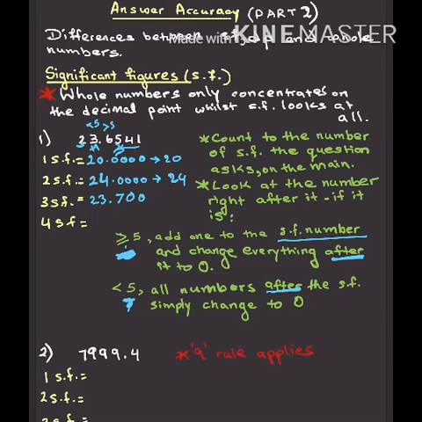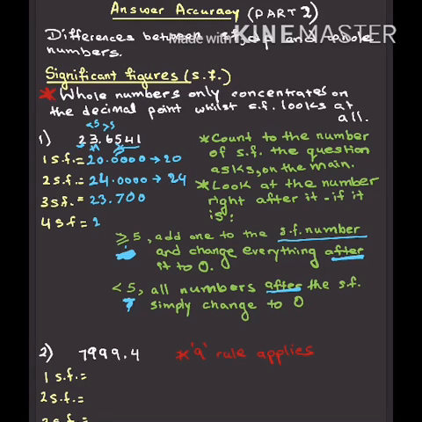For 4 SF, it's the same thing, really easy. 1, 2, 3, 4. We first count it. And then we know that we're working with the 5. We look at the number right after it, which is this 4. We know that it is less than 5, so we are again working with this category this time. So nothing happens. All numbers after the SF simply change to 0. The ones before, I'm saying this again and again, stay the same.